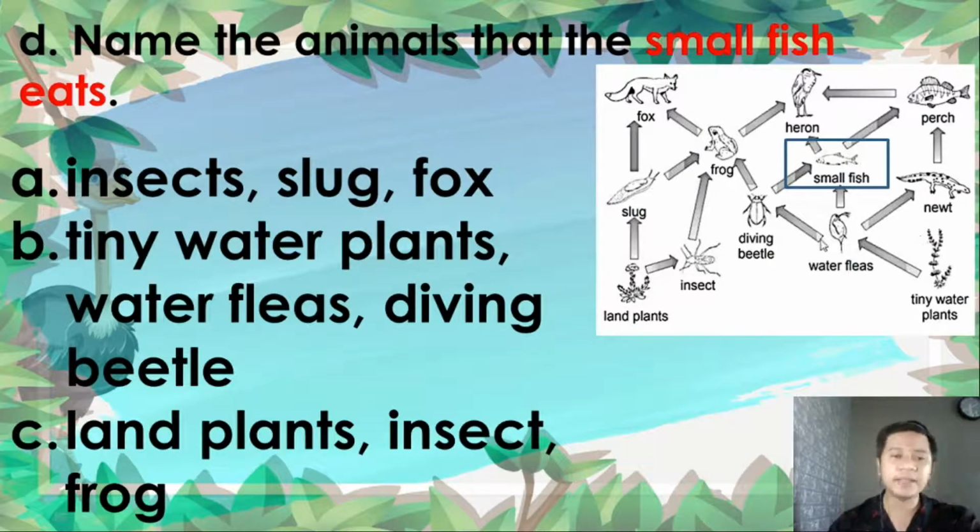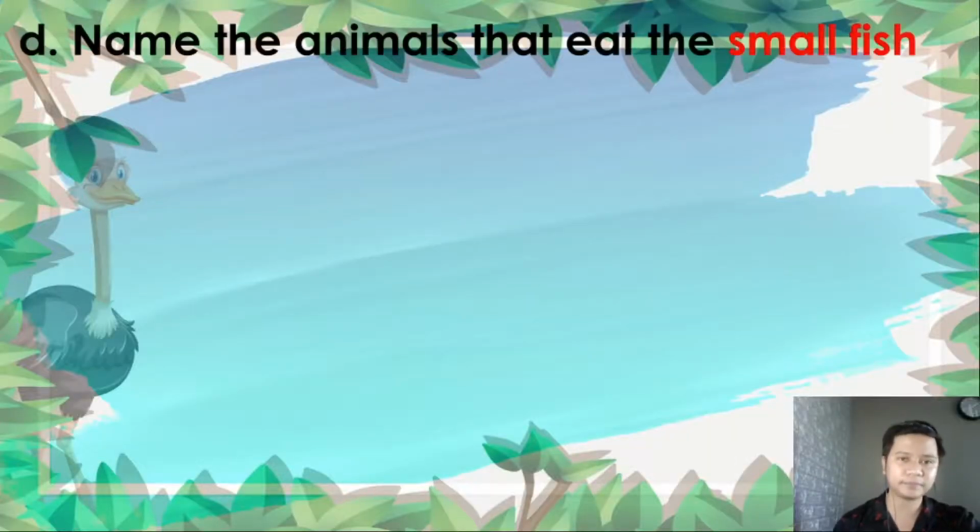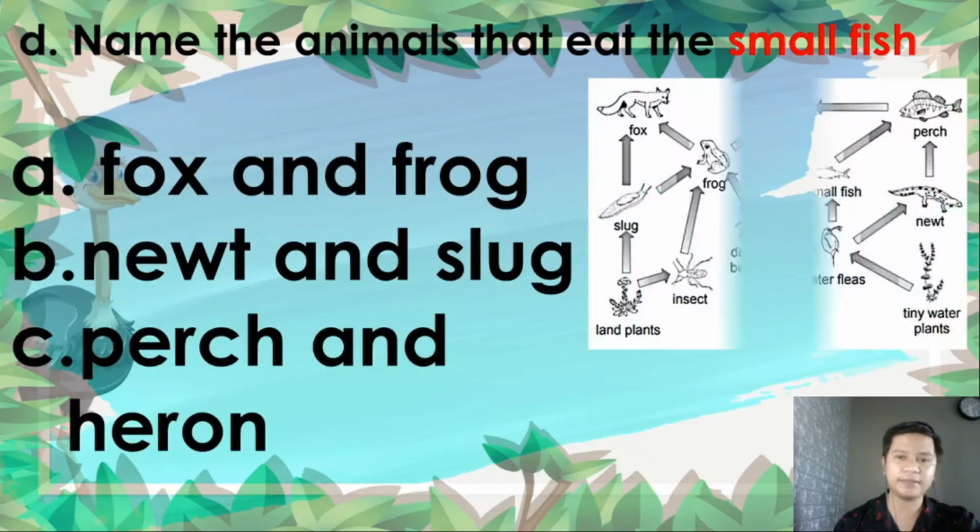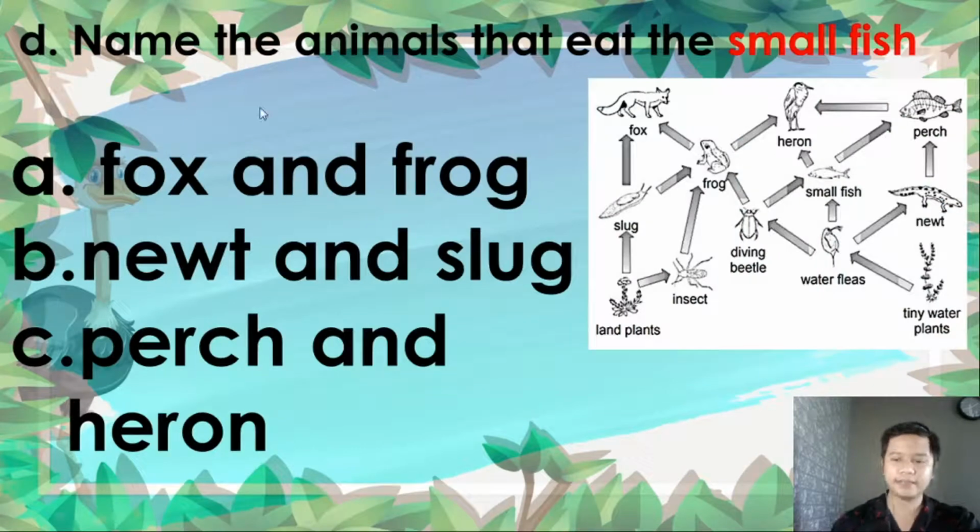The correct answer is letter D. Very good. The first one is tiny water plant. And then the second one is water fleas. And then the third one is diving beetle. Okay, so next, letter E. Letter D. Yeah, sorry.